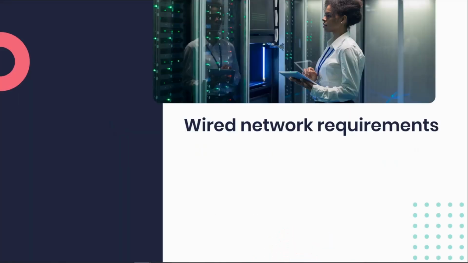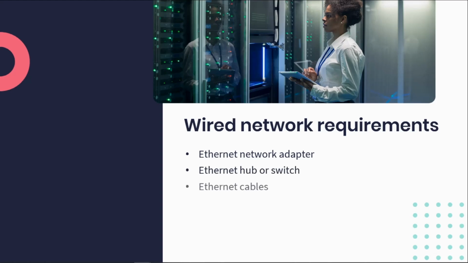If a business has a wired network infrastructure, it would need an Ethernet network adapter. Remember, that's a network adapter that aids the devices to be connected to switches with Ethernet cables. And an Ethernet hub or switch. A switch is a network device that is able to route traffic on the same local area network. Ethernet cabling is the connecting medium at which the devices will be connected. For example, a laptop can be connected to a switch with an Ethernet cable.